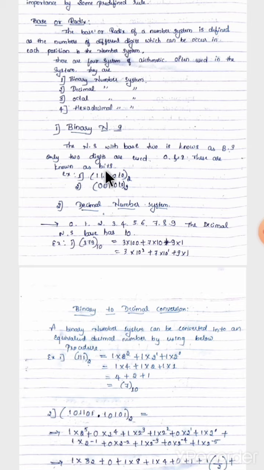In binary number system, only 2 digits 0 and 1 are used. Those are called bits. And with base 2, here 110010 with base 2, this is one example for binary number system.